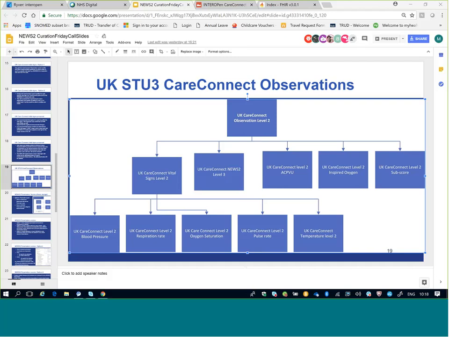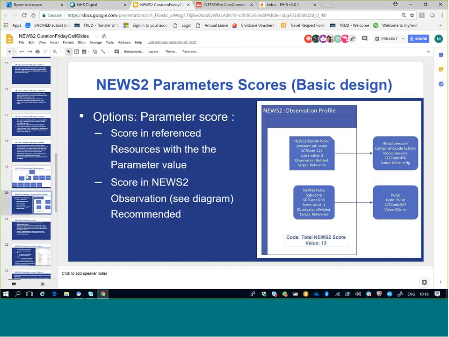Okay, if there are no other comments or hands up, I'm going to move on. Okay. So we covered white tools, we covered observations. So now we are into the parameter score. As we discussed, the decision was made that not only do we need to carry the total score, we need to carry subscores because they're clinically relevant.